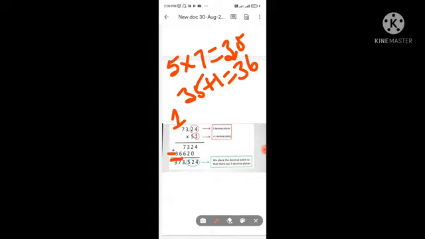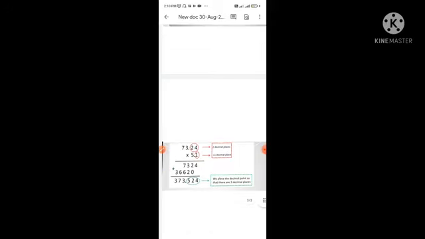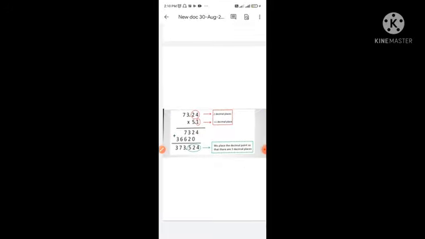Next, what operation? Addition. We need to add. 4 alone here, so you bring down the 4 now. Next 2 plus 0. Any number added with 0, you get the same number, 2. So only 2 comes now.